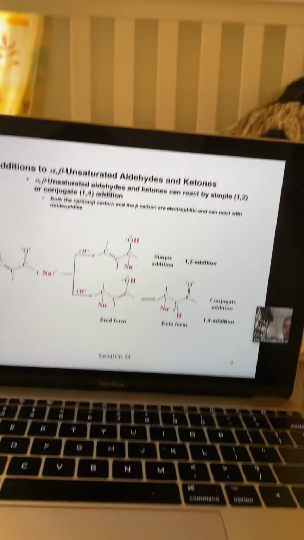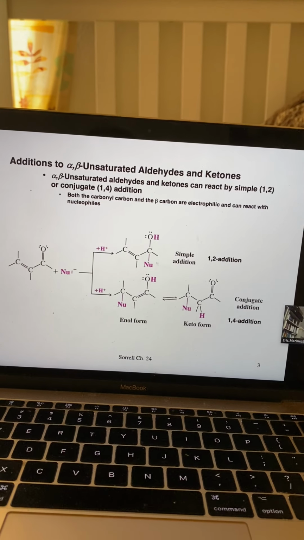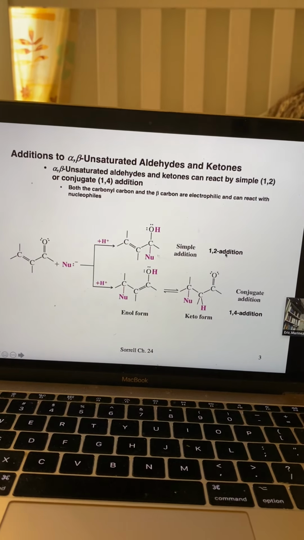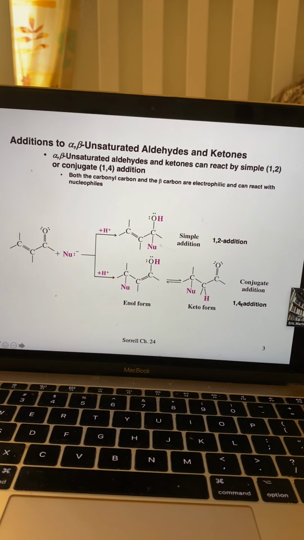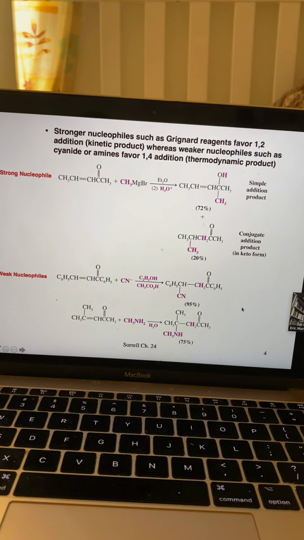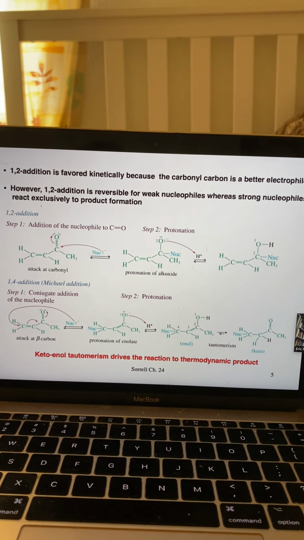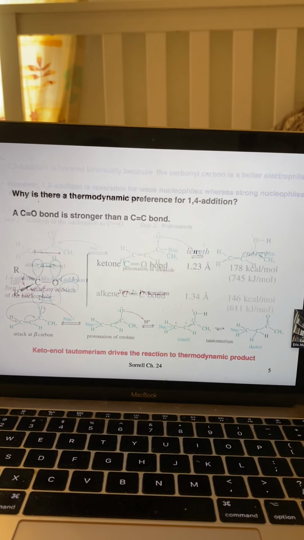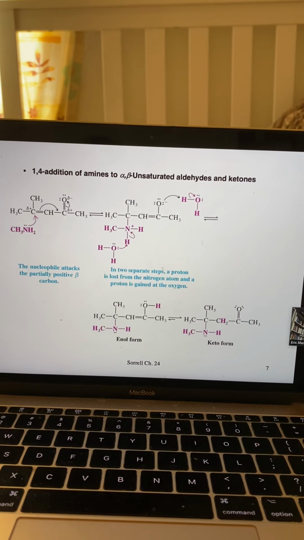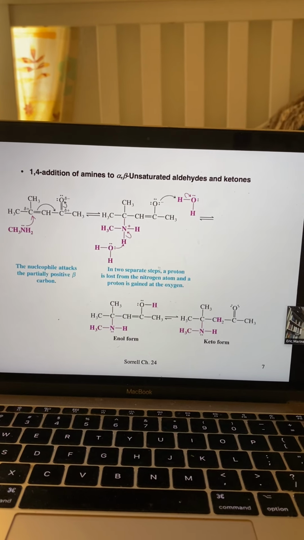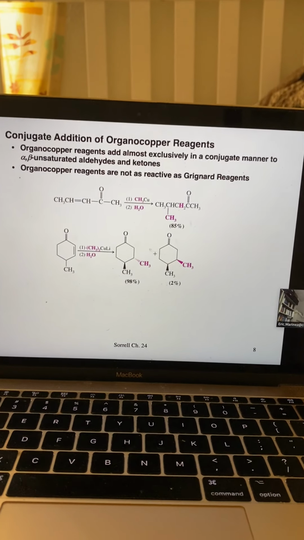Either 1,2 or 1,4. And so I talk about terminology here. 1,2 is called simple, whereas 1,4 is called conjugate addition. And I want you to look at all these slides. I'll probably see if I do a pre-lecture on this stuff this afternoon. I talk about why, and then I go through some of the nucleophiles that do either 1,2 or 1,4.